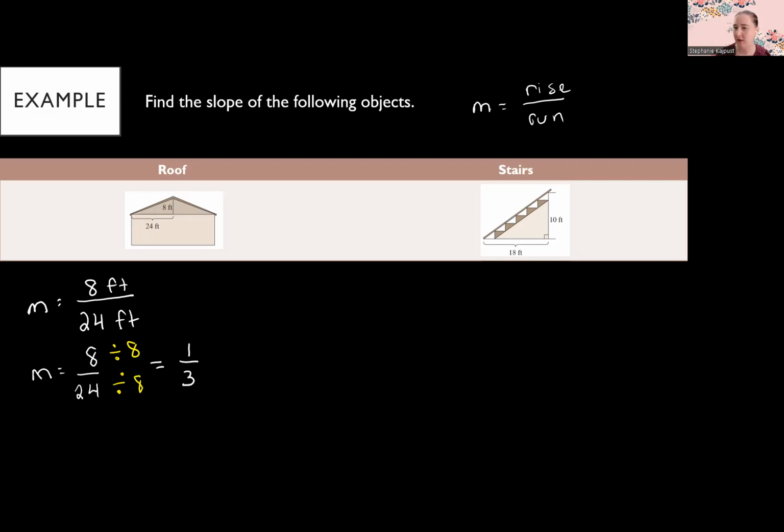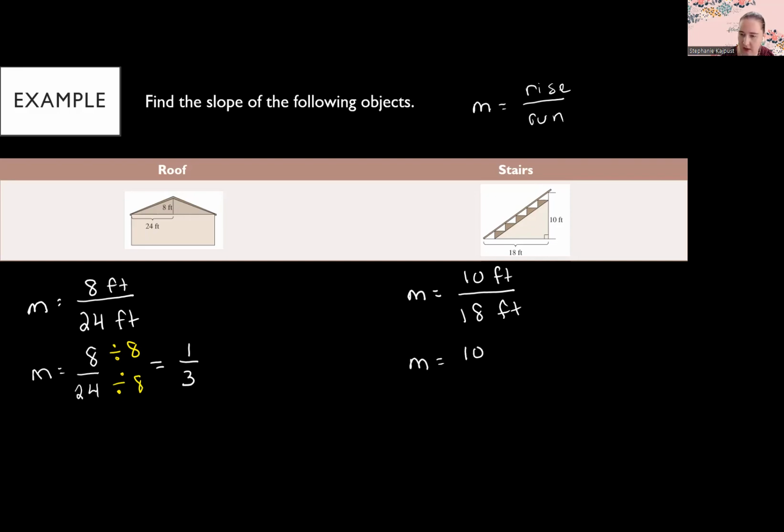The next example here is stairs. You probably notice most stairs have the same sort of angle. There are some stairs that are steeper than others, but those have been standardized on the distance you have going up versus over. They want to make sure that stairs have a consistent slope. So here, our rise is 10 feet and the run is 18 feet. Our stairs are going up 10 feet over a distance of 18 feet.